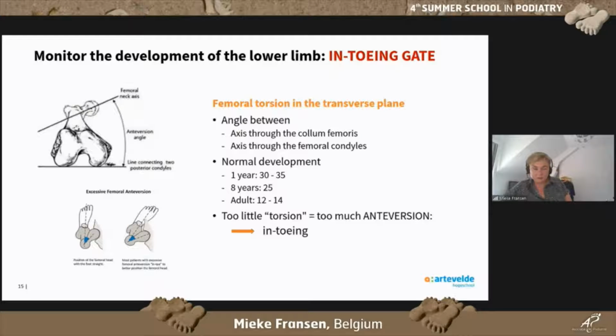Starting with the femoral torsion, this is the angle between the axis through the collum femoris and the axis through the femur condyles. This angle is around 30 degrees in small children, but it needs to decrease. It needs to untwist or unwind. And if this detorsion is too little, if the angle stays too big in the child, it will show an in-toeing gait. So this is a bony torsional cause of in-toeing. Important to mention as it is important for the treatment later on.